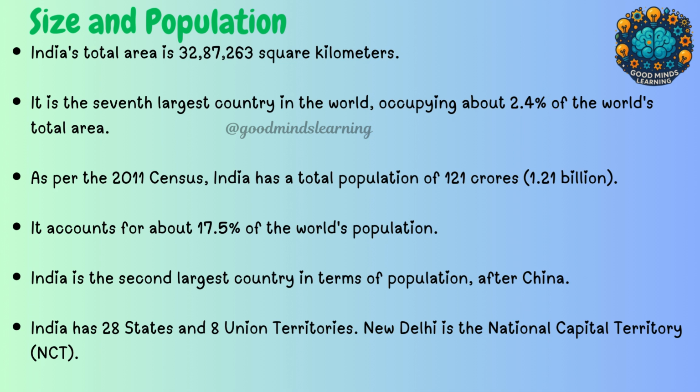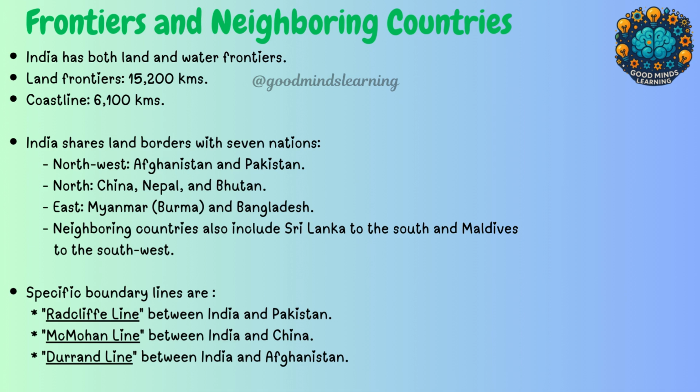India has 28 states and 8 union territories. New Delhi is the National Capital Territory, NCT. Frontiers and neighboring countries. India has both land and water frontiers. Land frontiers, 15,200 kilometers. Coastline, 6,100 kilometers.